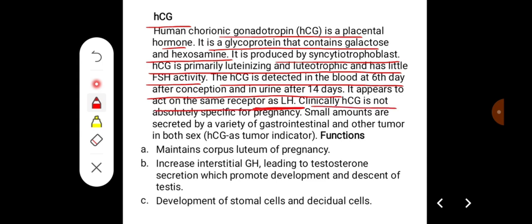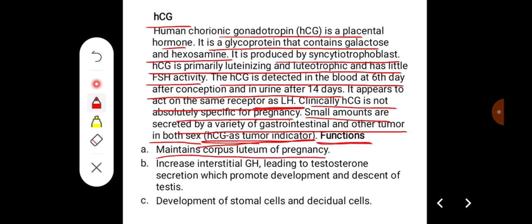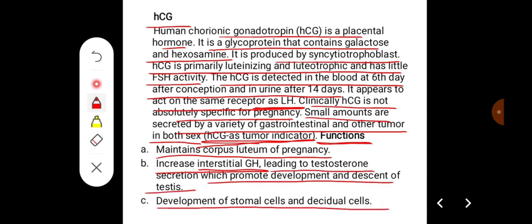Clinically, HCG is not absolutely specific for pregnancy. Small amounts are secreted by a variety of gastrointestinal and other tumors in both sexes. That is, HCG serves as a tumor indicator in them. Functions of HCG are: it maintains the corpus luteum of pregnancy, it increases interstitial cell activity, leading to testosterone secretion which promotes development and descent of testis. It also helps in development of stromal and decidual cells.